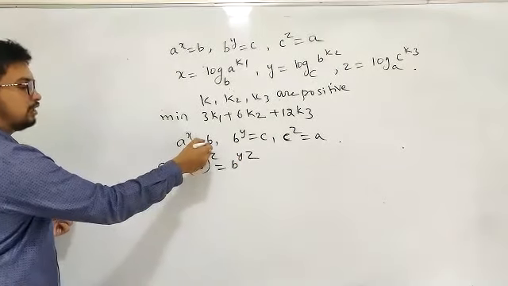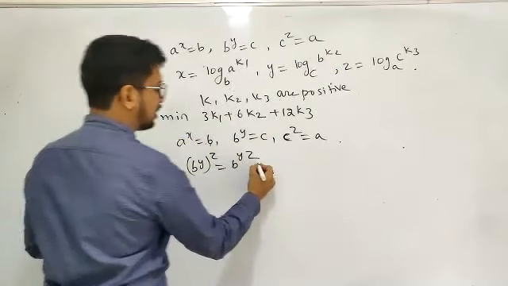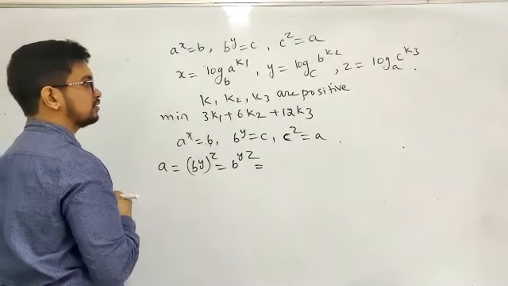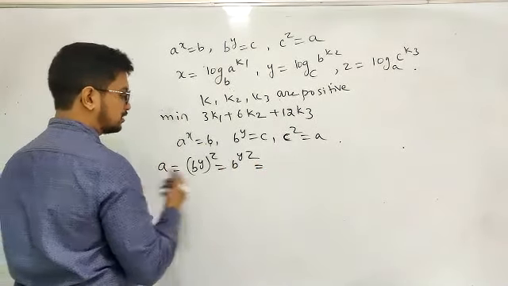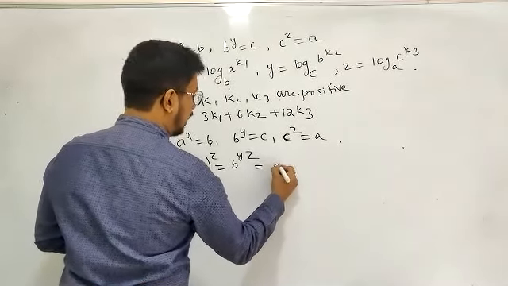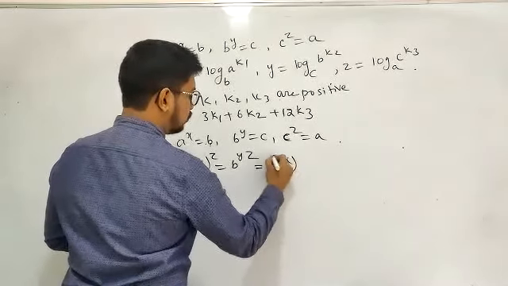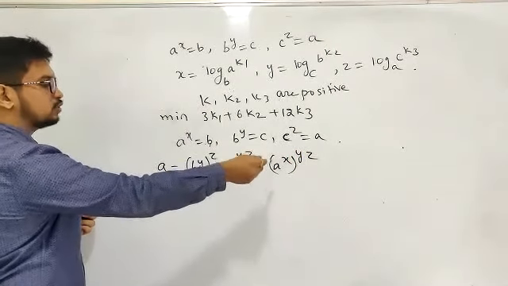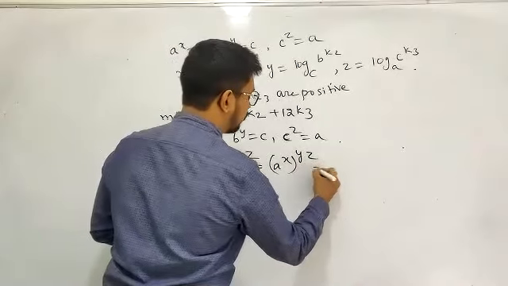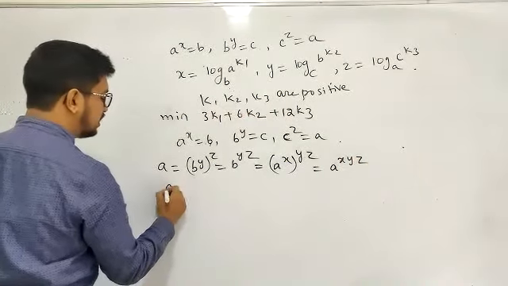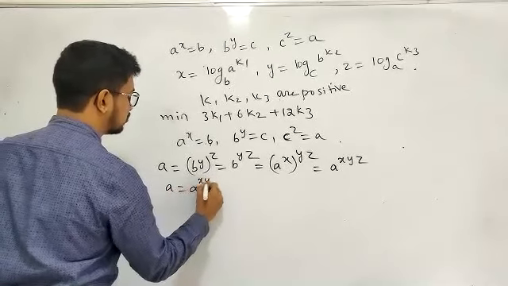Now this b, whatever you are getting, that b is nothing but a power x. So you will be getting a power x to the power of yz. B is a power x, so that is a power x to the power of yz. So that is a power xyz. So finally you will be getting a is a power xyz.